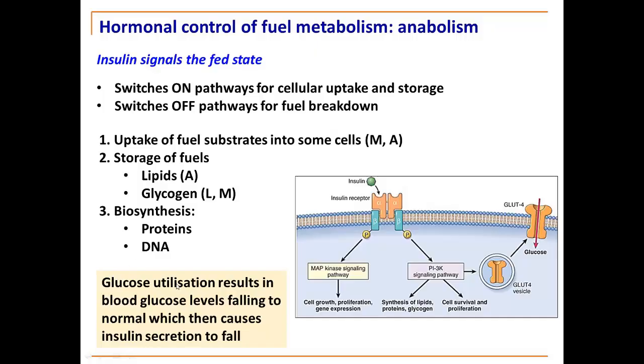And it stimulates glucose utilization. Okay, so basically we want to use the glucose that's coming in. As we're storing it, we're also wanting to use it. We don't want to use our stores of energy when we've got energy coming in from a meal. So glucose utilization, either as storage molecules or as biosynthetic molecules, or just for production of ATP, means blood glucose levels fall to normal, which then causes insulin secretion to reduce.